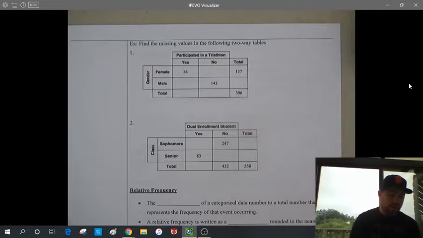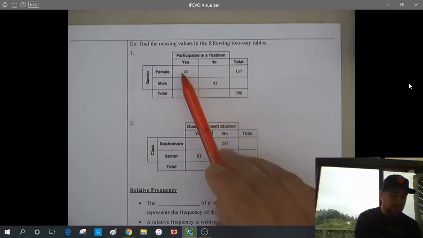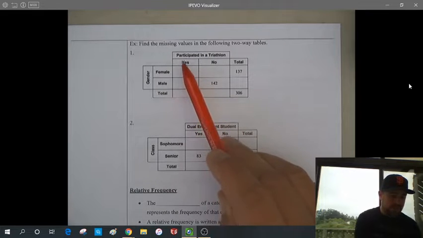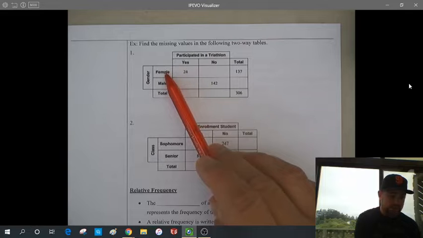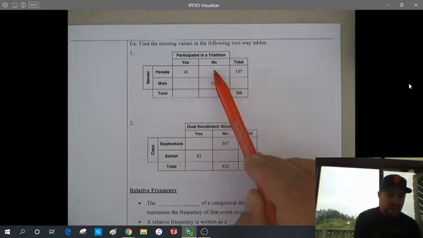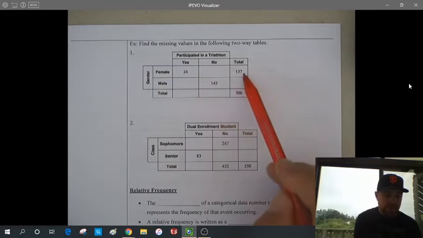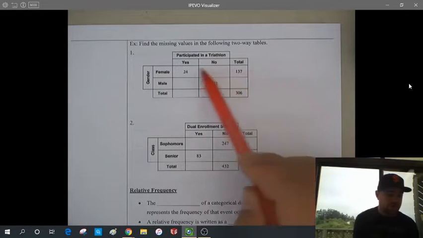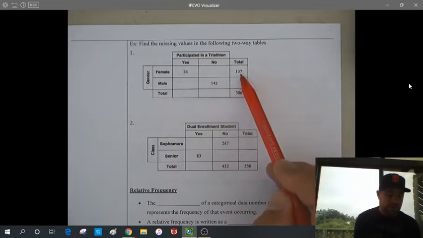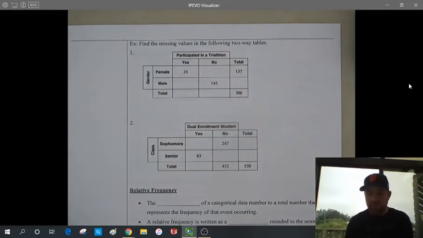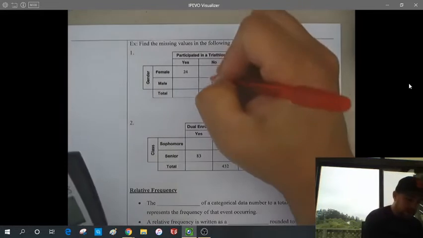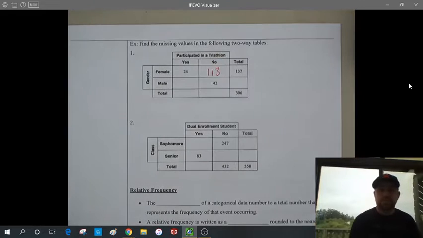And so knowing how a two-way table works, this number, the 24, is the number of females that have participated in a triathlon, and it would have to add with the number of females that did not to create the overall total. And so if I know that this has to add with that to make that, well, that means if I take my total and subtract away the number of yeses, it should tell me the number of no's. So I'm going to take 137 and subtract away 24, and that'll leave me with 113 for this box here.